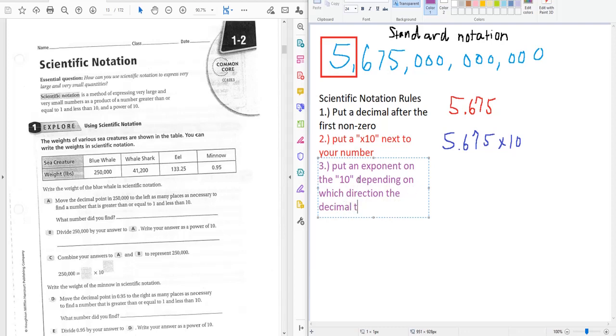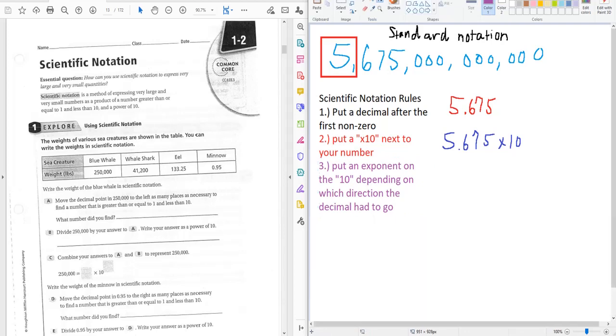Now, this part is probably the most confusing part and will take a little bit of practice. Before we start, I'm just going to say that if you had to move to the left, it's +1. If you had to move to the right, it's -1. Now, here in this original standard notation, the original position of the decimal was back here. It was at the very end of the number. And we moved that decimal to make our scientific notation.